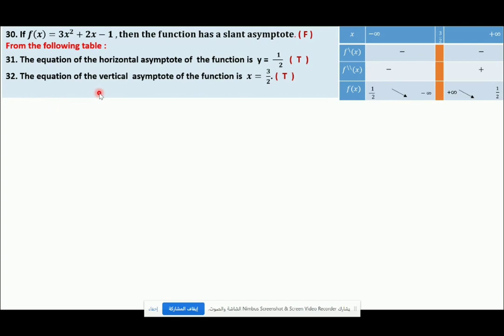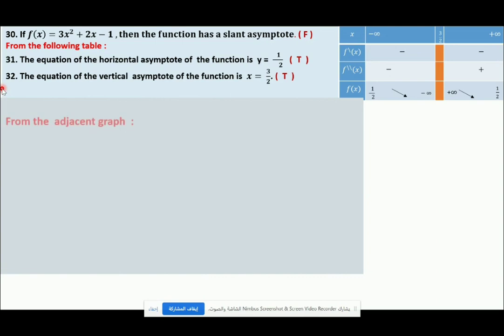Question 32, the equation of the vertical asymptote of the function is x equals 3 over 2. To talk about vertical asymptote, you have to go to the domain and see where it is blocked in this table. It's blocked at x equals 3 over 2. And you can see that when you are getting closer to 3 over 2 from the right side and the left side, the function is going to plus or minus infinity.